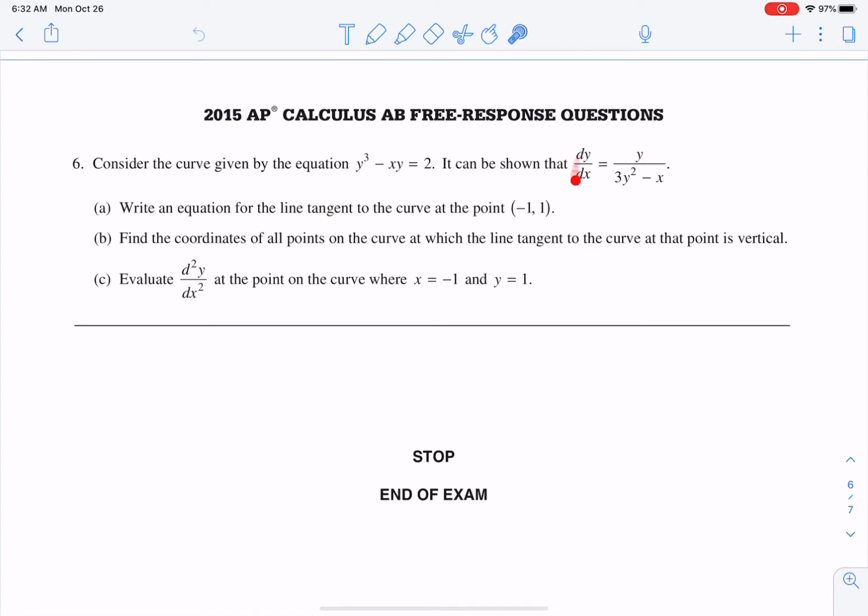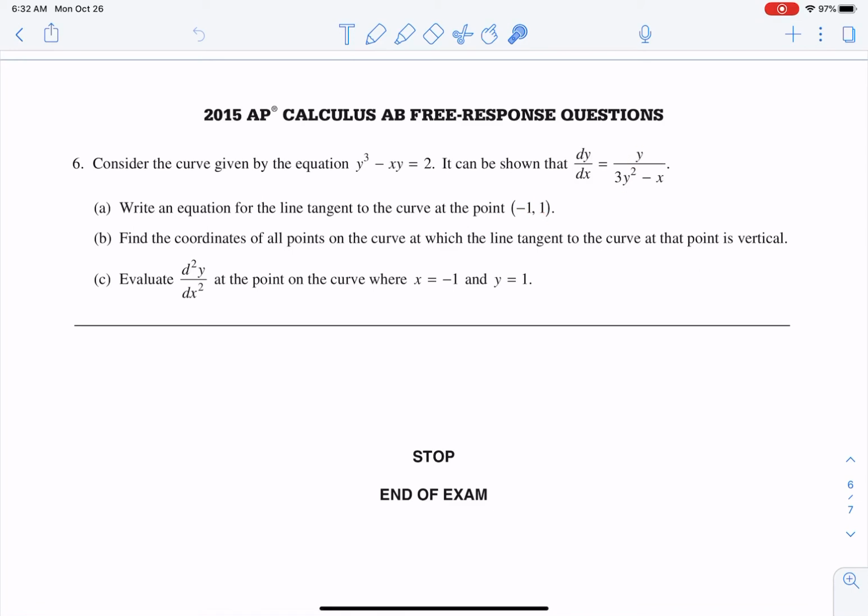Because remember that the derivative as a function, or a function of x and y in this case, gives us the slopes of the tangent lines. And prior to this point, again, we would have only had to stick in the x value, but here you can see that we have to stick in both the x and the y value.